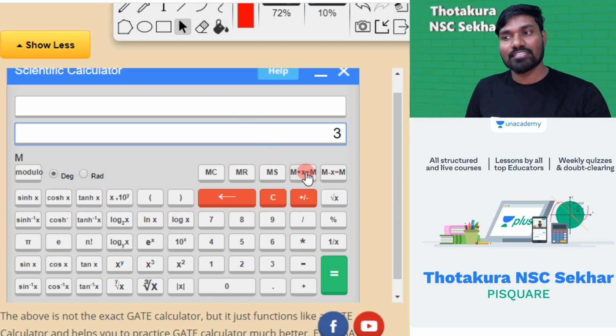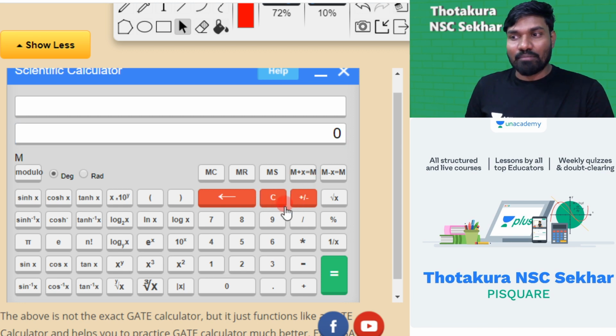3 plus x is equal to m means what? 5 plus 3 is equal to 8. So the moment I press this, in the memory you should have 8. Yeah, we have 8. Okay.